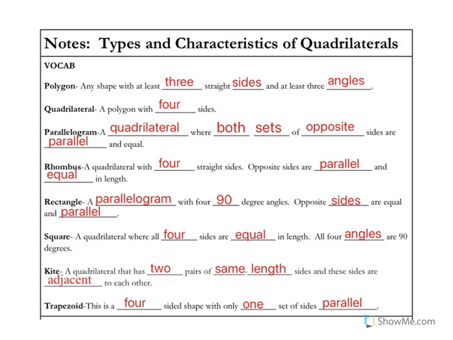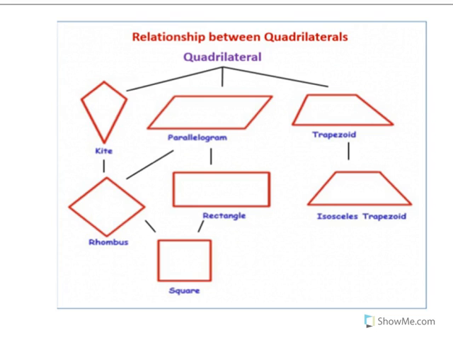A square is a quadrilateral where all 4 sides are equal in length. All 4 angles are 90 degrees. We have a kite, which is a quadrilateral that has 2 pairs of same length sides, and these sides are adjacent to each other. They're not parallel, they're adjacent. Remember, adjacent means next to. And then a trapezoid is a 4-sided shape with only 1 set of sides that are parallel. So let's look at a visual for this.